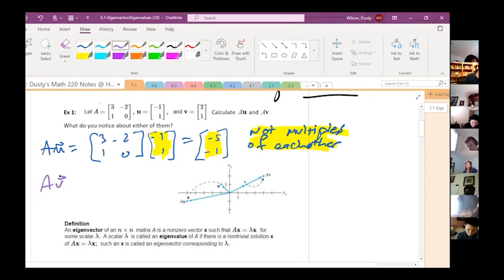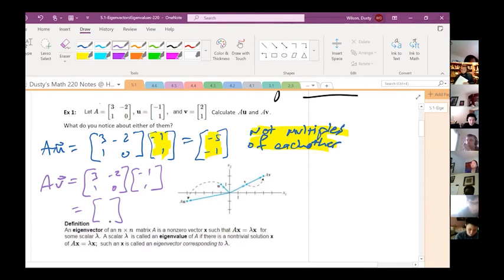So if we look at AV, it'll be the same A, 3, -2, 1, 0, multiplied by -1, 1. And what do you get here? Sorry, not by the same thing. If you multiply by the same thing, you better get the same result out. Let me try that again. Multiply by 2, 1. And like Gerline said, if you do this right, you'll get out 4, 2.